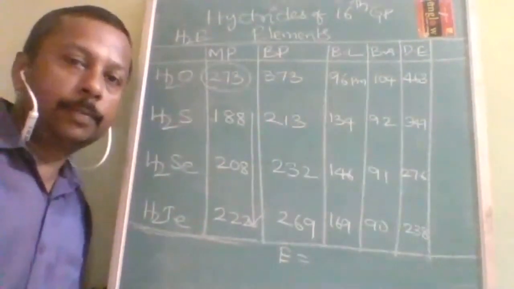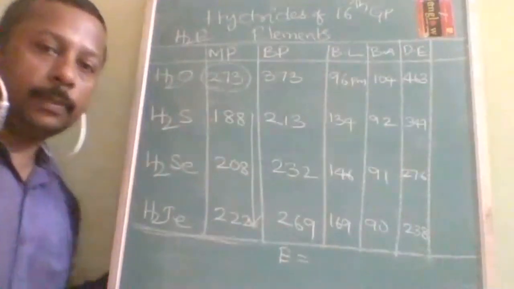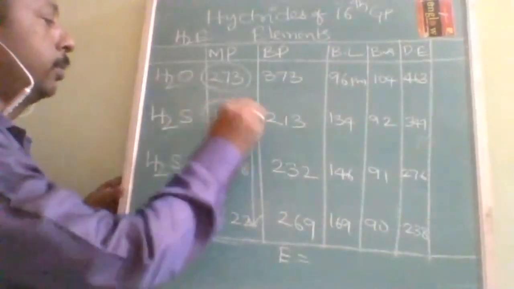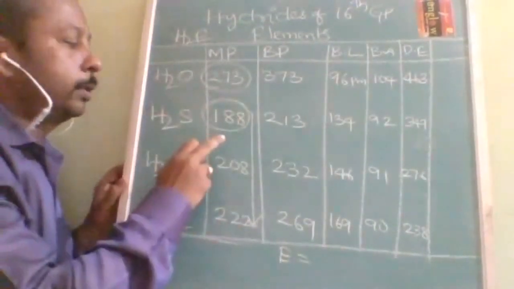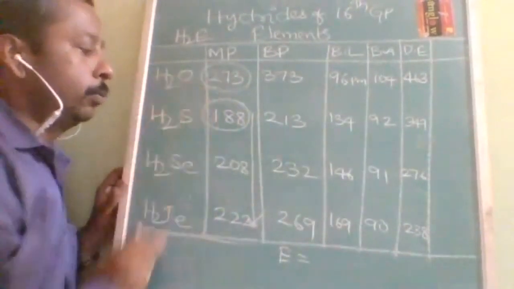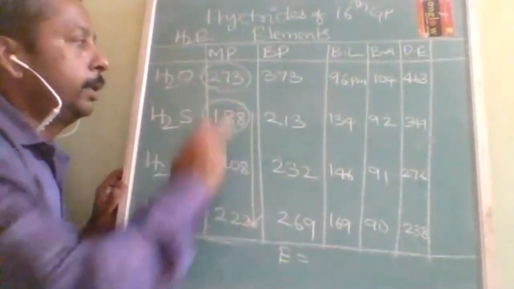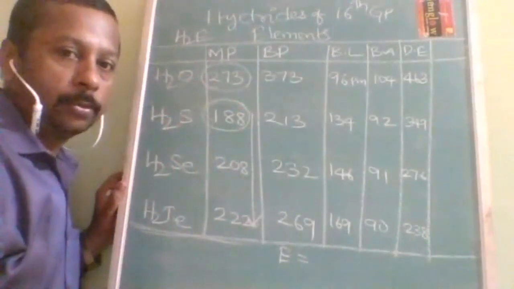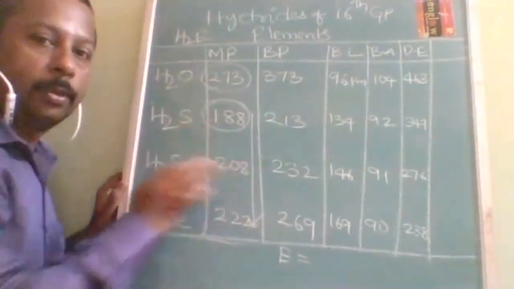Okay. So the reason is, and lowest is H2S. Okay. Lowest is H2S, highest is H2O, and down the group it increases except from H2O to H2S. Okay. So this is about the melting point.